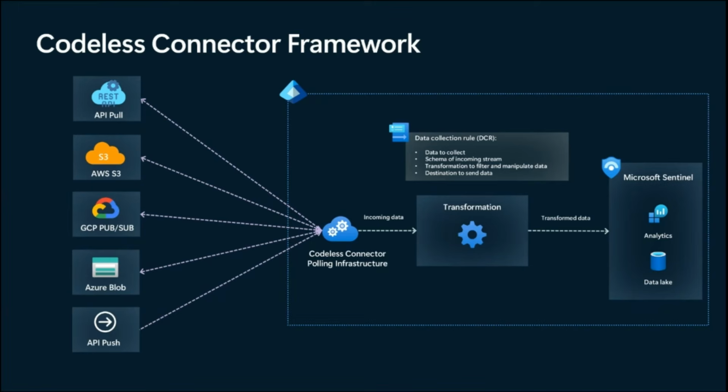So you have a data collection rule, you specify what data to collect, you specify the schema of the incoming stream, you specify the transformation, what data do you want to filter. If you want to manipulate any data, you specify the transformation there, and then the destination where you would like to send the data. So specify all of that, configure all of that in the DCR, and then the data starts showing up in your Microsoft Sentinel workspace. And then using the table management, once the connector is enabled, you can decide where you want to send the data to. If you want to send to analytics or data lake or both, you can configure your table management accordingly.